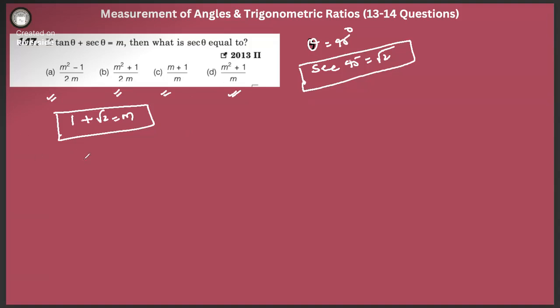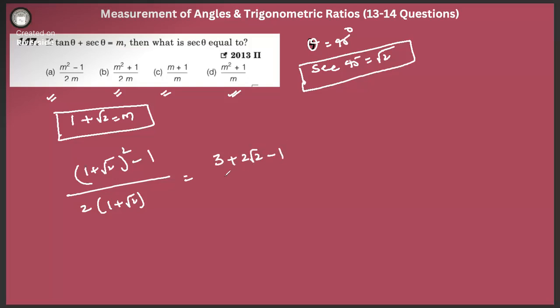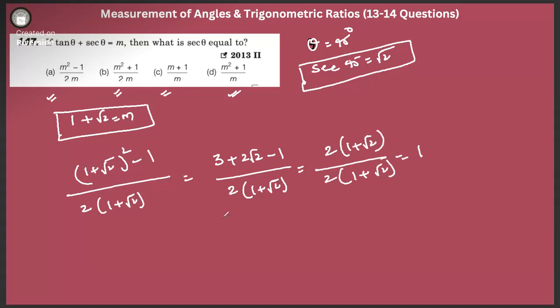Okay, let's say we start with option A. Right. 1 plus root 2 whole square minus 1, 2 into 1 plus root 2. This one will fetch us how much? 3 plus 2 root 2 minus 1 divided by 2 into 1 plus root 2. Right? 2 into 1 plus root 2 divided by 2 into 1 plus root 2. It's giving us 1. But what do you want to get? Root 2. Okay.